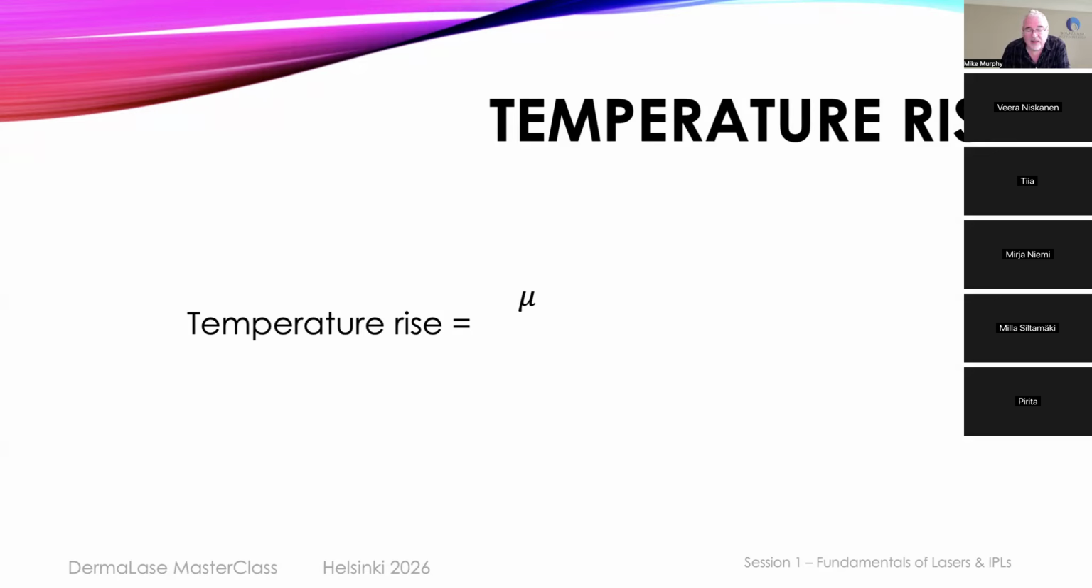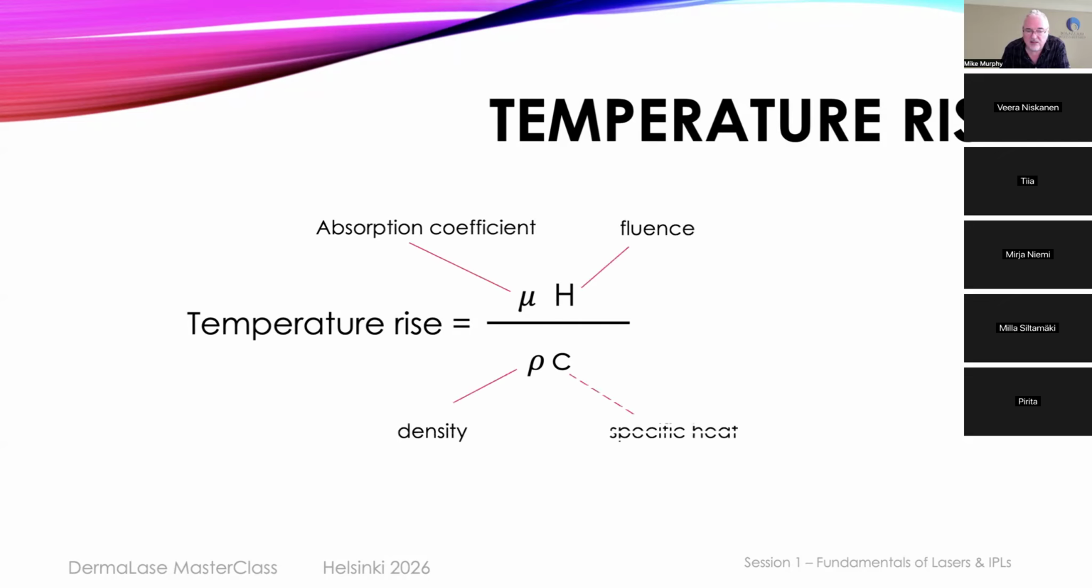So remember mu, we spoke about that earlier on, with mu A and mu S and what have you. That's the absorption coefficient. So that tells us how strongly something is absorbed by the target. H is the symbol we use for fluence. Why we don't use F, I don't know. It's H. It's a bit bonkers, but there you go. I didn't choose it. So mu times H, that tells us how much energy is absorbed in an absorbing target, right? And then to calculate the temperature, we then have to consider the density and the specific heat capacity of the material. So there you go: absorption, fluence, density, specific heat.